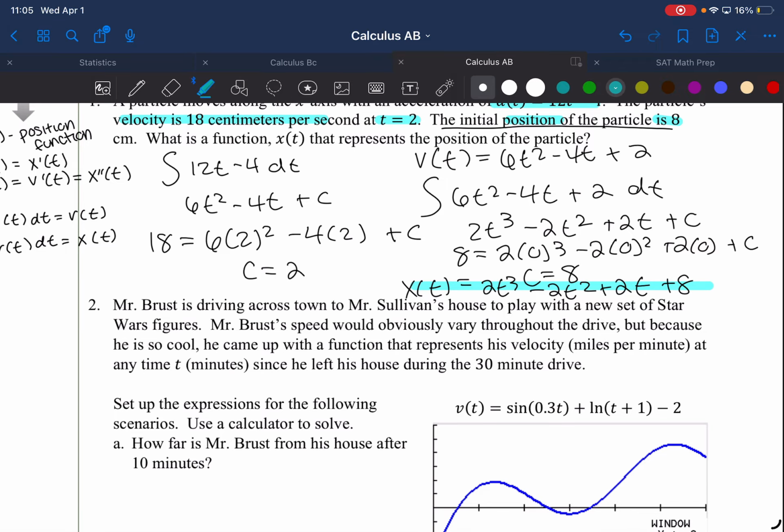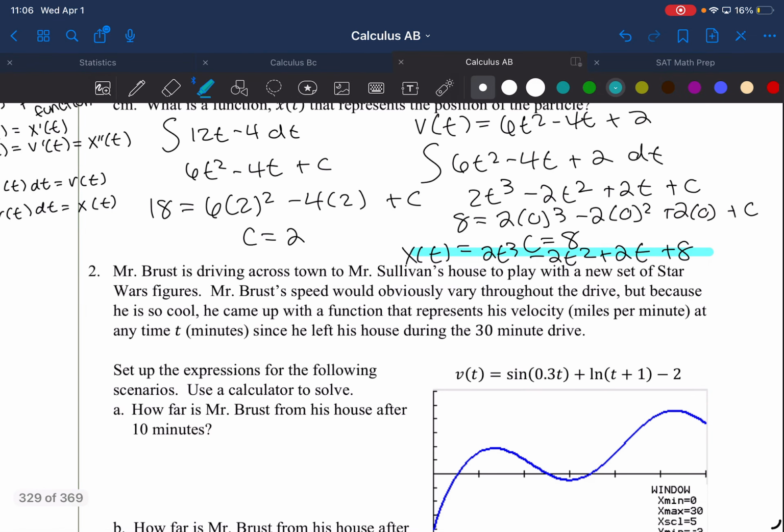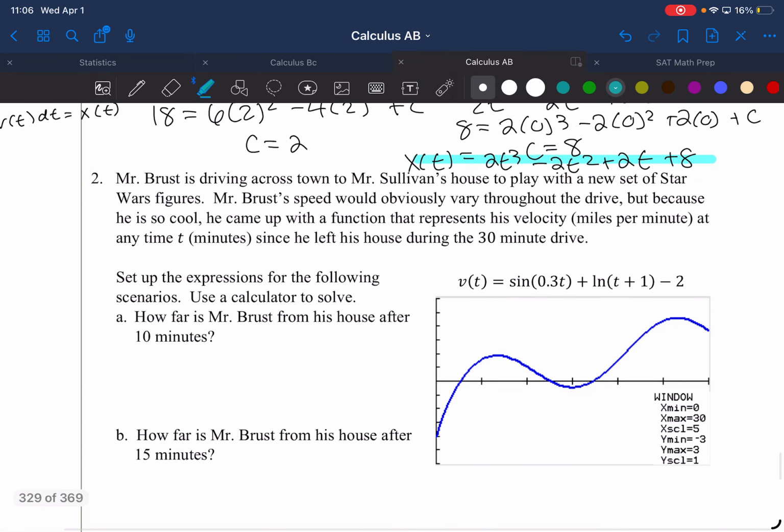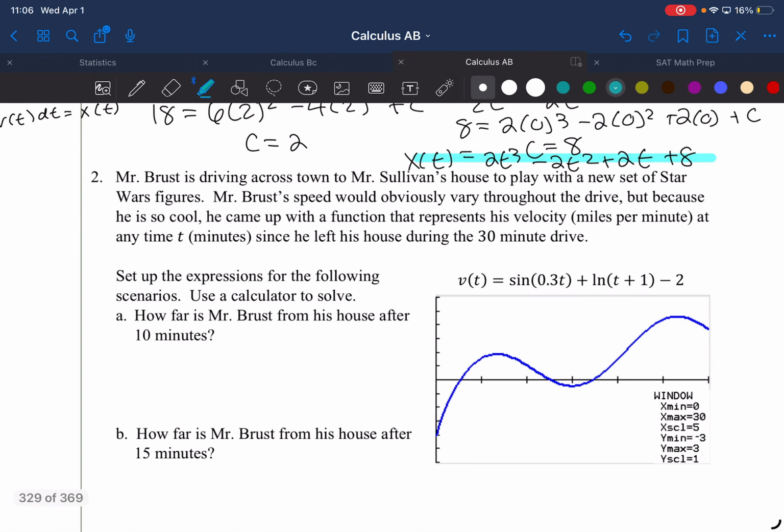Okay, number 2 says Mr. Burst is driving across town to Mr. Sullivan's house to play with a new set of Star Wars figures. Mr. Burst's speed would obviously vary throughout the drive, but because he's so cool, he came up with a function that represents his velocity, in miles per minute, at any time t minutes since he left his house during the 30-minute drive. It says set up the expressions for the following scenarios and use a calculator to solve.